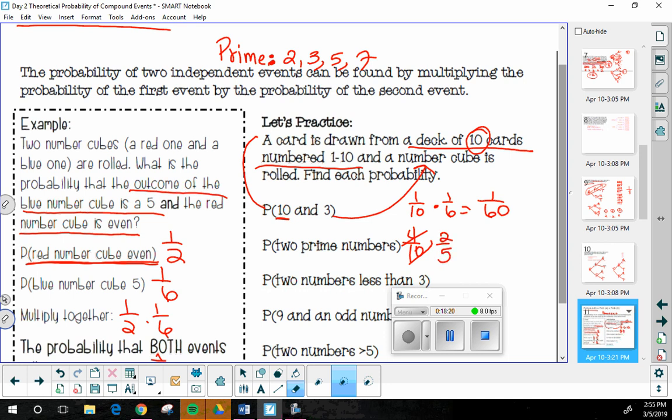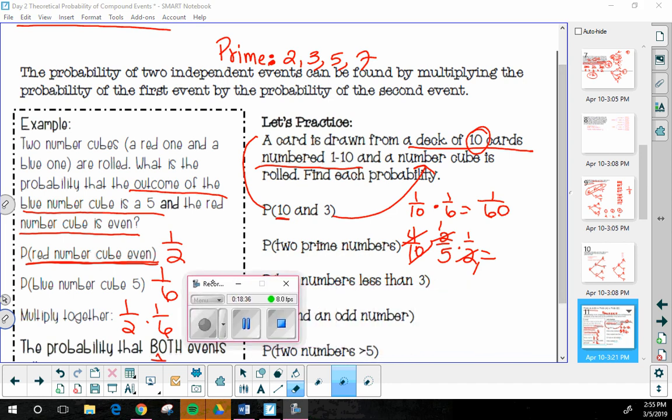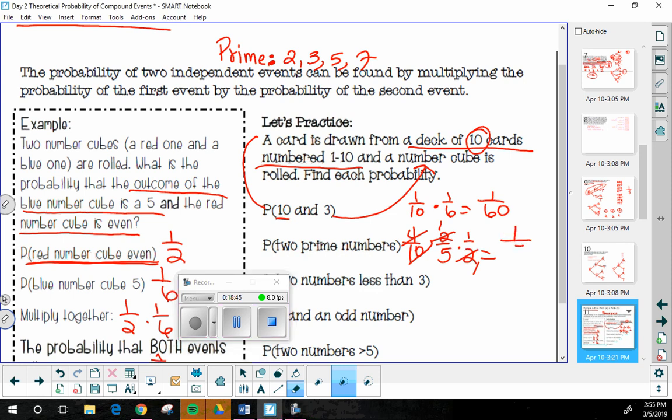Now, those are the prime numbers. How many of those prime numbers are on a dice? 3. Out of how many? So we know it's 1/2. And I'm going to cross out the 2 2s. And I'm going to move this over. And so what is the probability of me getting 2 prime numbers? 1/5. That's not that bad. That's a 20% chance. That still falls in around the unlikely category.